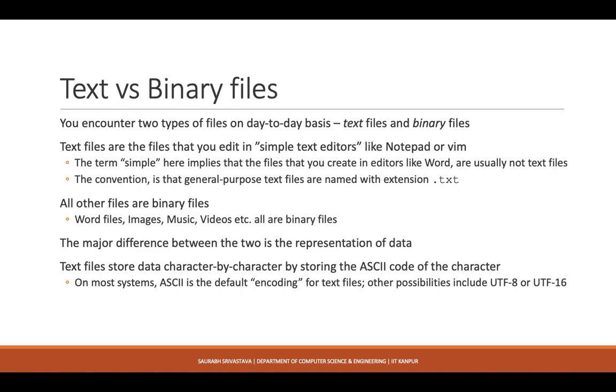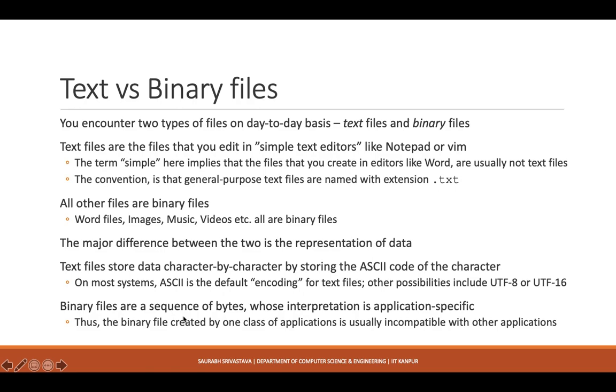Text files store data character by character. What they usually do is store the ASCII representation of that particular character. ASCII is usually the default on most systems, though there can be some other encoding. This whole aspect of representing a character by one or more bytes is essentially encoding, and you can have other encodings as well. You might have heard terms like UTF-8 or UTF-16. These are alternatives to ASCII. But the idea is that whatever data you are supposed to store in a text file, it is stored in a character by character fashion.